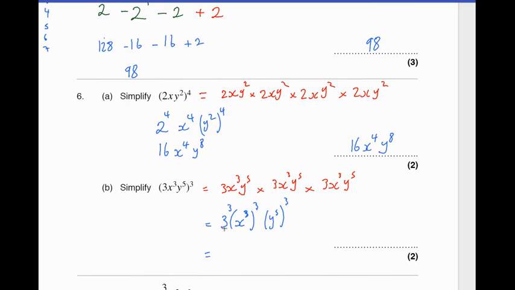Okay, 3 to the power of 3 is 27. X cubed to the power of 3, well, 3 times 3 is 9, so x to the power of 9. Y to the 5 to the power of 3, well, 5 times 3 is 15, so we have y to the power of 15. So our final answer is 27, x to the power of 9, y to the power of 15. And that concludes this video, guys.